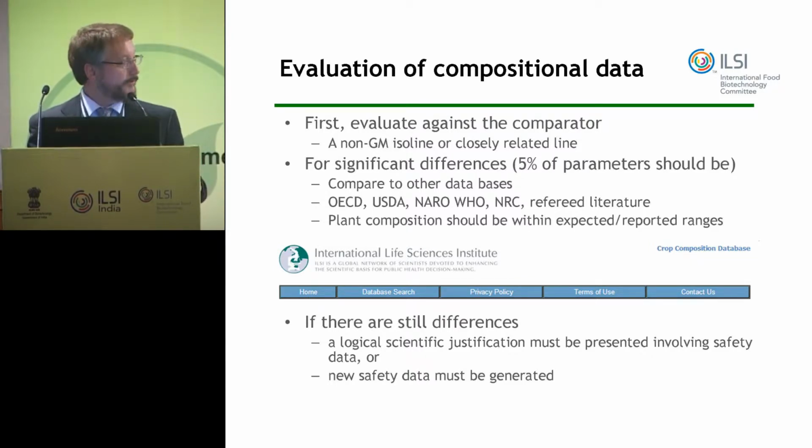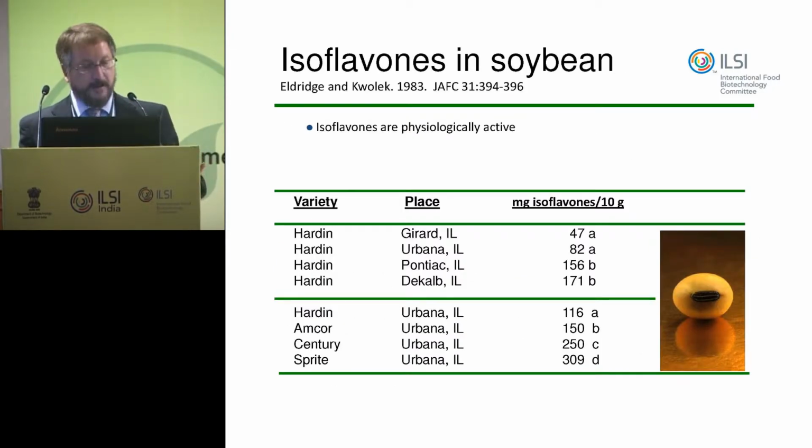Things vary. What you can see in this table is that you have one variety of soybean planted the same year in 4 different cities, and isoflavones, which are physiologically active in mammals, vary; there's a 4-fold variation in their level. Alternatively, one can take 4 varieties of soybean, same place, same time, and you get a 3-fold variation in the amount of isoflavones. So that's the background level of variability that we're talking about.